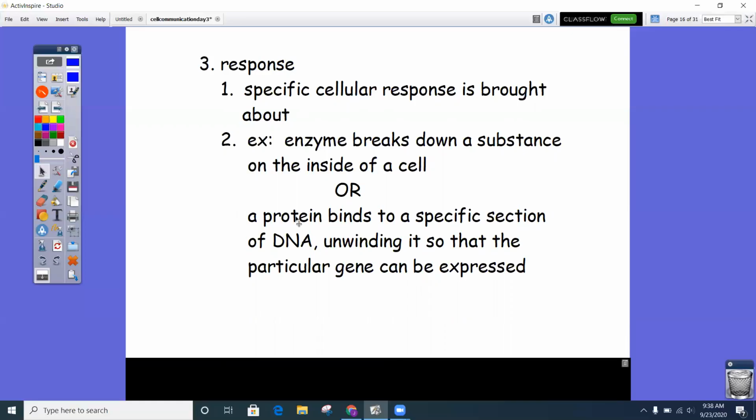You might be activating a protein to let it go bind to a specific sequence of DNA to tell it that it's about to be transcribed, it's about to be made into messenger RNA, and then that can eventually be made into a protein.